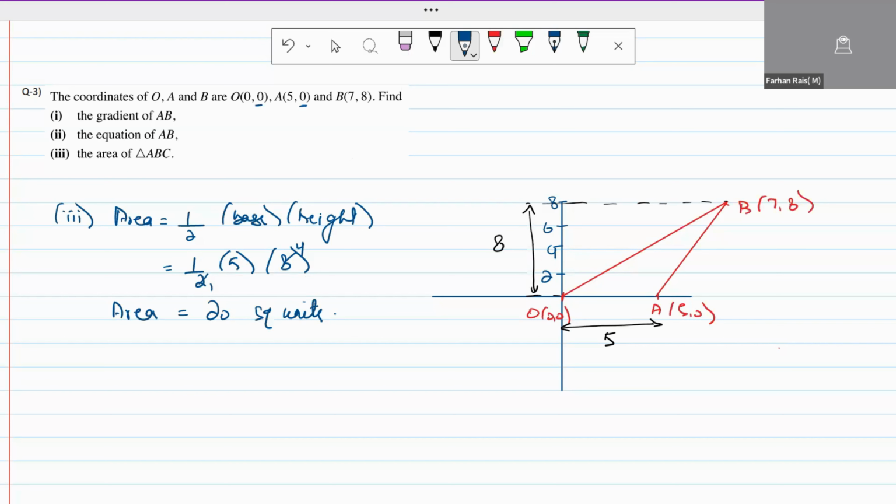This is how we find the area when we have the base side parallel to the x-axis, unlike the previous example where the base side was parallel to the y-axis.